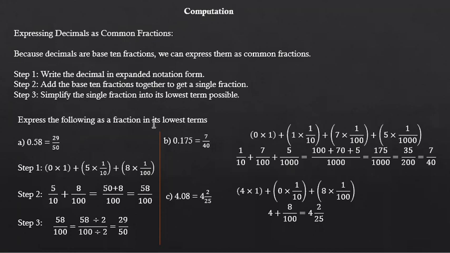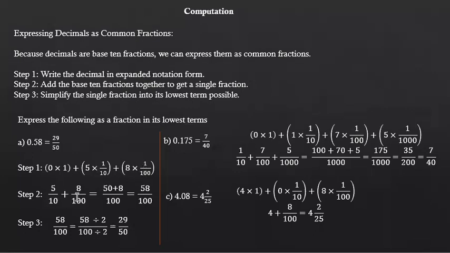So you want to express the following in its lowest terms. A, we have 0.58, right? So this is our working here. When we write this in expanded notation, this 0 is in the ones column, so it's 0 multiplied by 1. This 5 is in the tenths or 1 over 10 column, so it's 5 multiplied by 1 over 10. And this 8 is in the hundredths column, so it's 8 multiplied by 1 over 100.